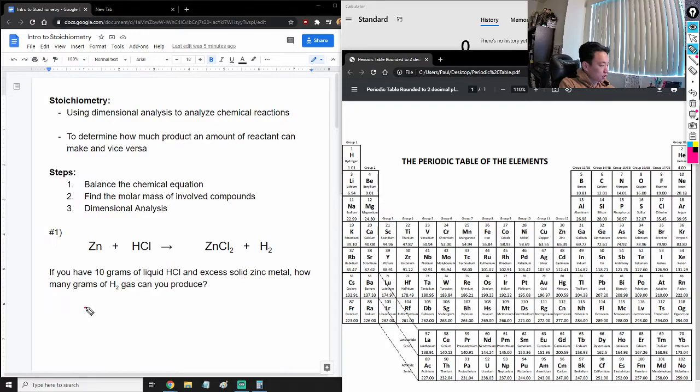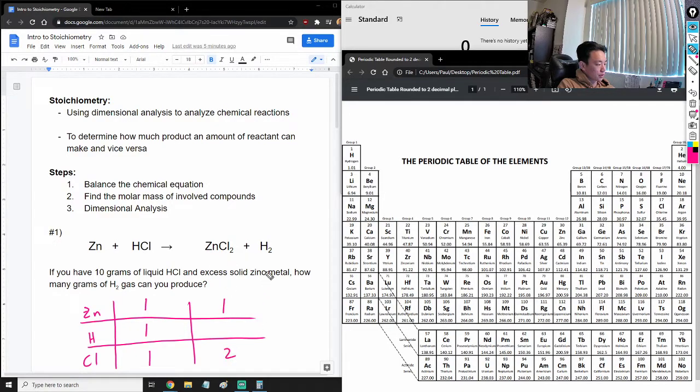So it looks like we have zinc, we have hydrogen, and we have chlorine. So we're going to set up our table and let's balance them out. So we're going to count how many zinc we have on the left side. We have 1 zinc, we have 1 hydrogen, we have 1 chlorine. And then we're going to go to the right side. We have 1 zinc, we have 2 chlorine, and we have 2 hydrogen. So it looks like our zinc is balanced, but our hydrogen and chlorine are not balanced.